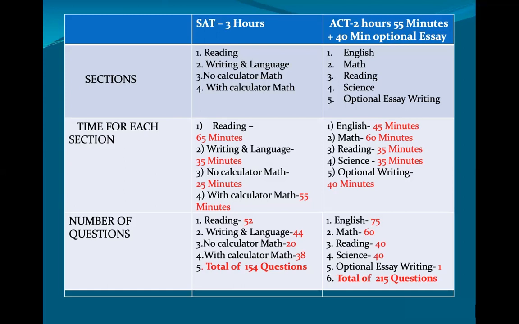Now I'm going to move on to the ACT. In ACT, English has 75 questions, math has 60, reading has 40, science has 40, and the optional essay writing is 1, basically 1 question or an essay, which makes it a total of 215 questions.